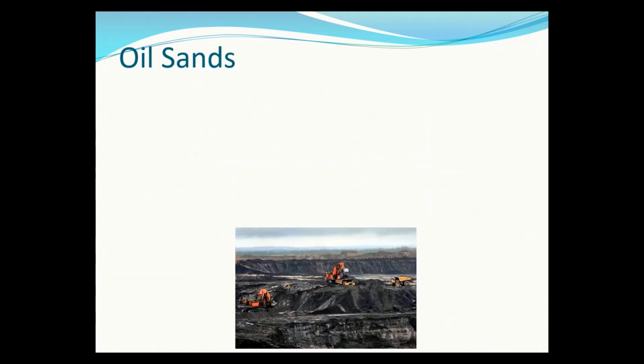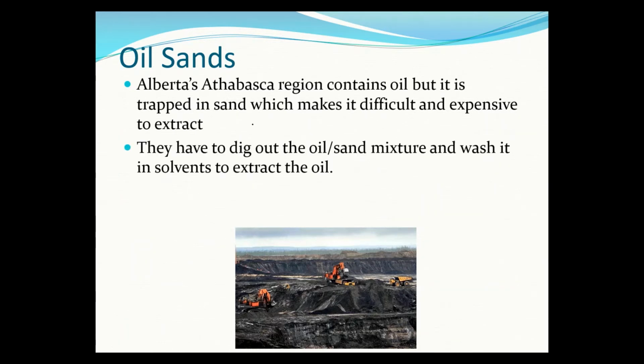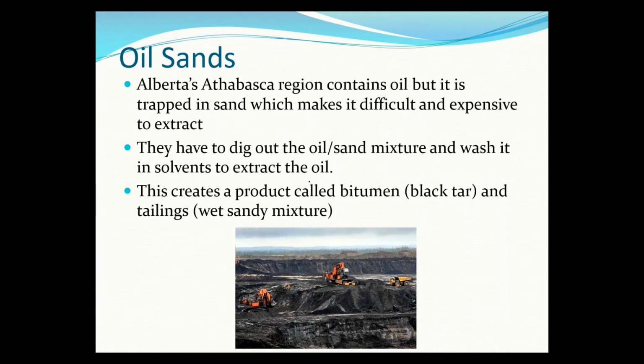So oil sands oil is petroleum, so it's another type of extraction process. Alberta's Athabasca region contains oil, but it is trapped in sand, which makes it difficult and expensive to extract. So the problem is that you have this oil sand mixture that you have to dig out. You have to wash it with solvents to extract the oil from it. Think of soap as a solvent, which sort of breaks things up. This creates a product called bitumen, which is black tar.